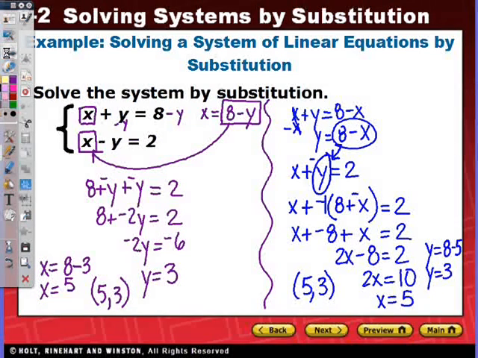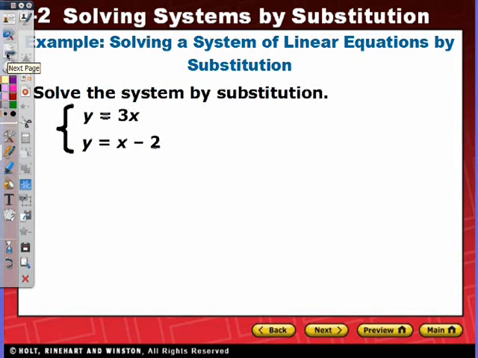Now that you're back, we're going to try a couple more. So on your binder paper, we're going to solve this system. Write it down, y equals 3x and y equals x minus 2. Now both of these are already solved for y, so that makes your life easy, right? You get one equation solved for one variable, done.